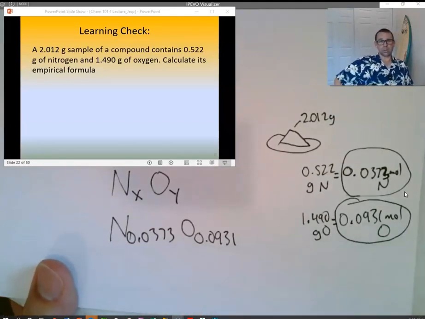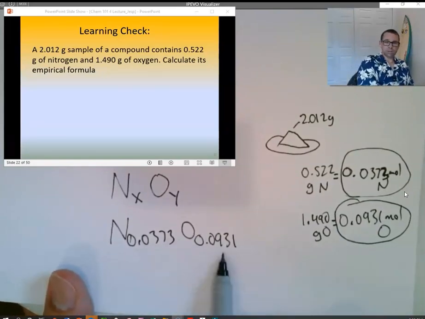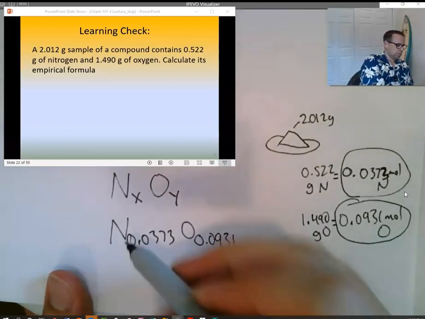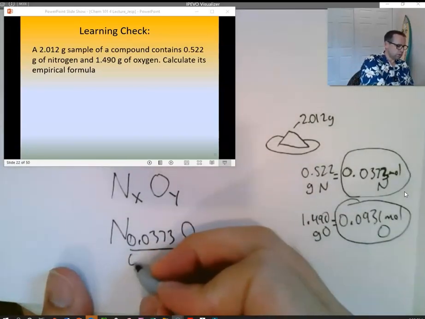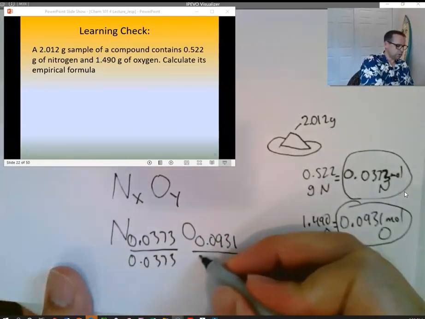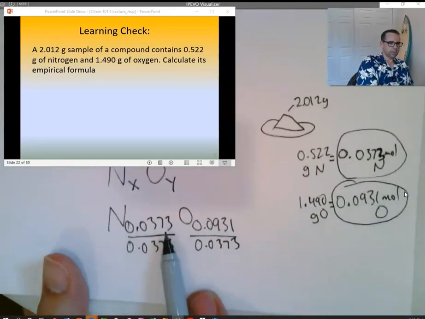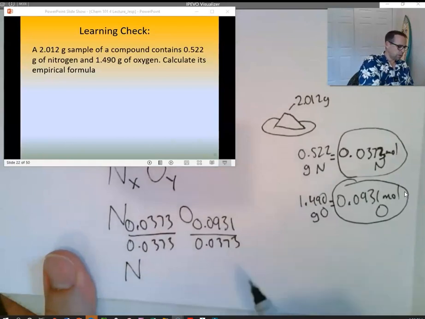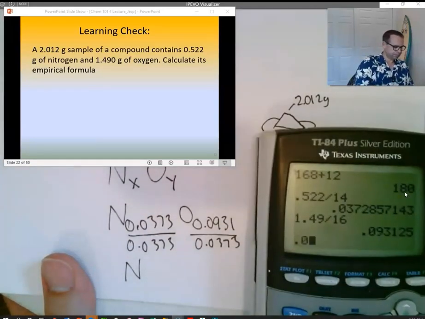We can divide them both by what? By the smaller one. So which one am I going to divide it by here? 0.0373, right? That is our smaller one, okay? So if I do this one on the left, I know I'm going to get 1, right? Yeah, 1. So on the right there, what do I get if I put 0.0931 in my calculator and divide by 0.0373?